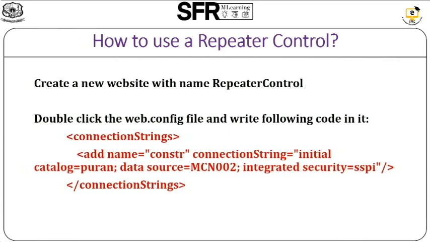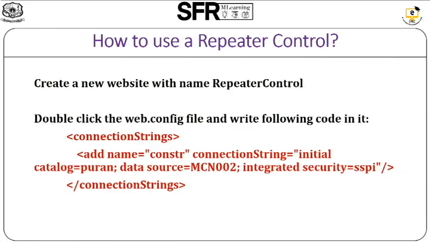So now we are going to see how to use a repeater control in ASP.NET. As the first step, we create a new website named repeater control. Double click the web configuration file and write the following code in it.